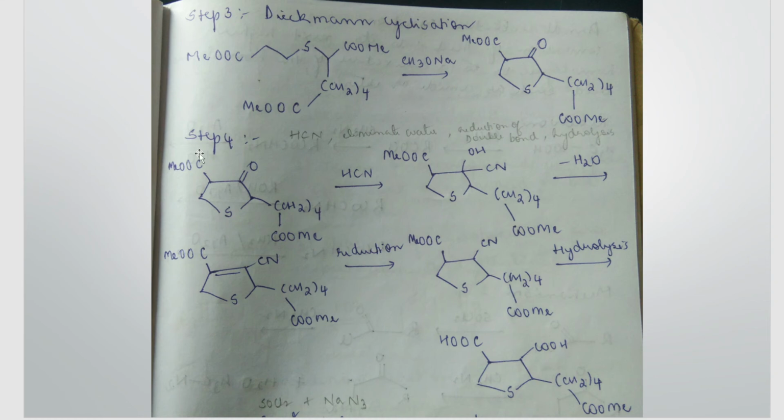What happens in the next step? Step number 4: first you are treating it with hydrogen cyanide, that is HCN. On treating with hydrogen cyanide, this double bond O group gets converted to OH and CN. After that, there is elimination of water from this step.